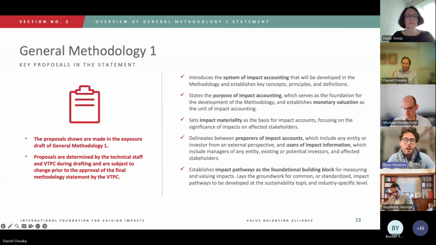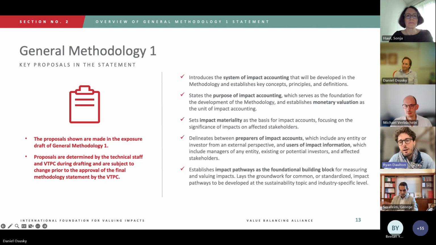So in accordance with the due process protocol, the statements in the exposure draft are proposals. The proposals are determined by the technical staff of the VTPC during the drafting process, and they're subject to change based on feedback from the public comment period, and will be subject to final approval by the VTPC. Those key proposals are listed here on the right.